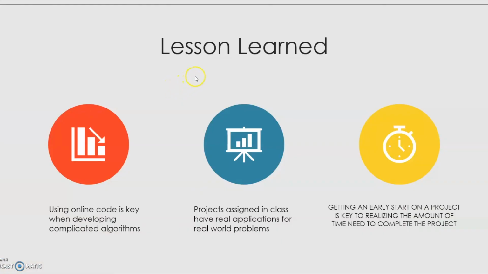Some lessons learned from this project: using online code is key when developing complicated algorithms. I couldn't have done it without it. Projects assigned in class have real applications for real world problems. This is because the person renting my apartment from my father rented a U-Haul pod, and we were trying to pack that. I was just talking to him about how what I was working on in class kind of applied to it, trying to get the tightest fit in most boxes in there. And getting an early start on a project is key to realizing the amount of time needed to complete it. So, thank you.